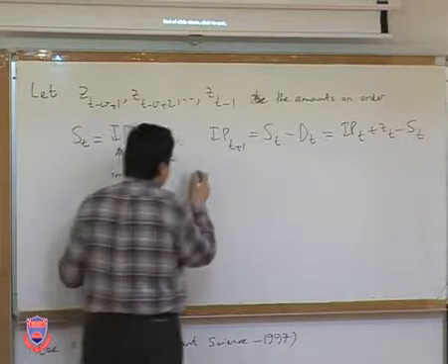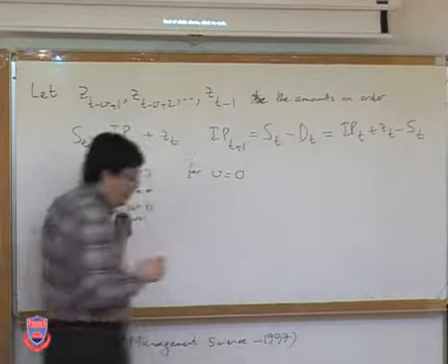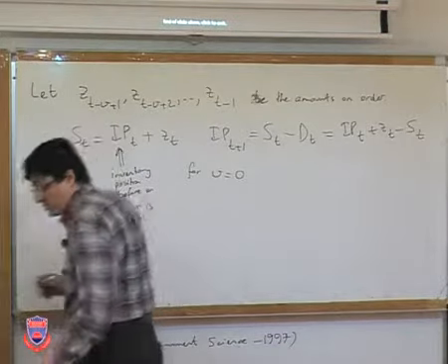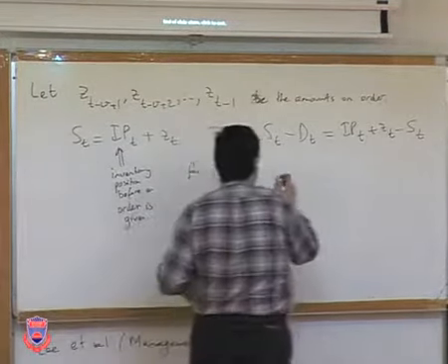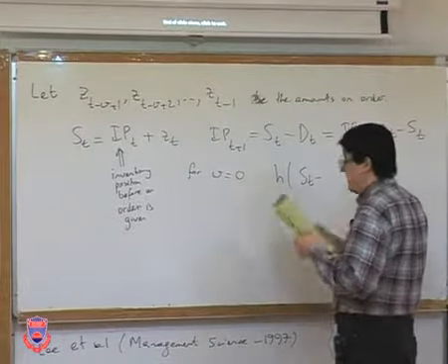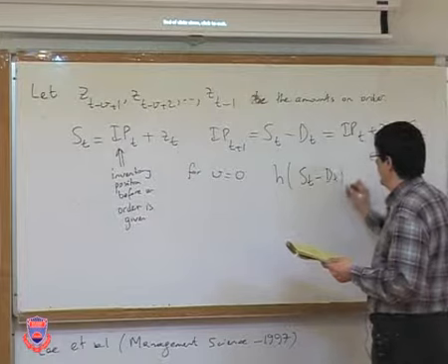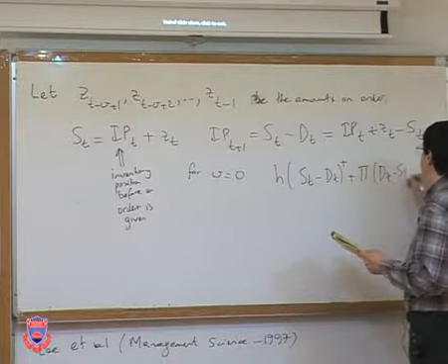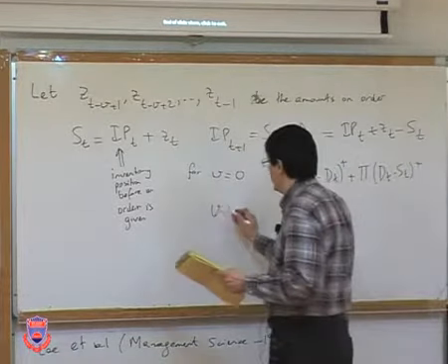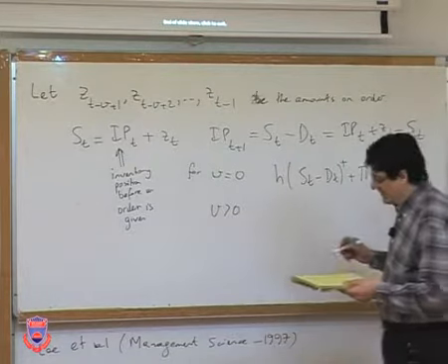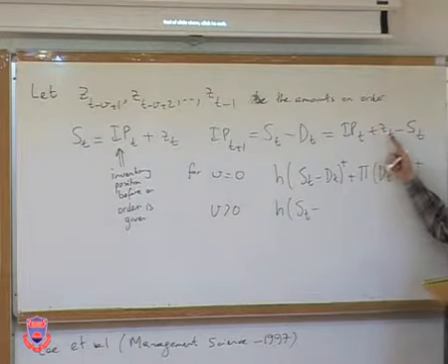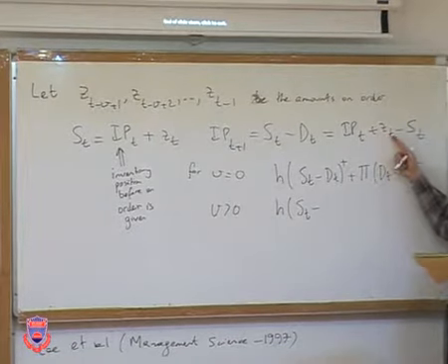Okay, so for example, if nu was equal to 0, then the G function, which is defined here, I could write the G function as h of St minus Dt plus pi times Dt minus St plus. If nu is positive lead time, then I can write this as h St. Now you can see where this is leading to. You are going to have different Zt's coming into the picture.